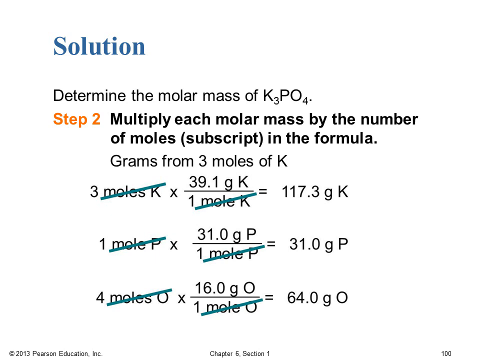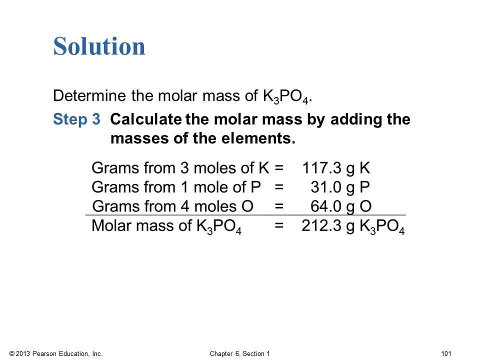So having 3 moles of potassium, we need to multiply 3 times 39.1. We have 1 mole of phosphorus, so 1 times 31 is 31 for phosphorus. 4 moles of oxygen times 16 is equal to 64 grams of oxygen. Now you just have to add those 3 numbers together, and you get a molar mass of 212.3 grams per mole of potassium phosphate.